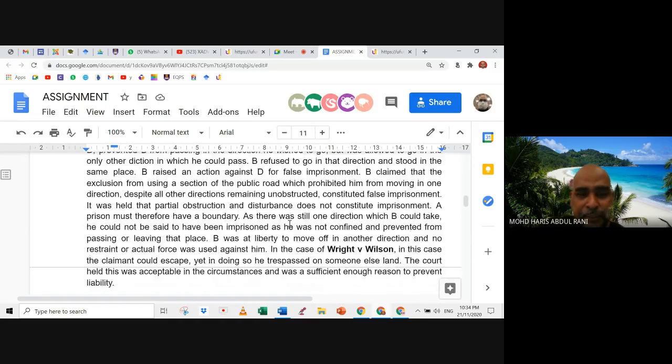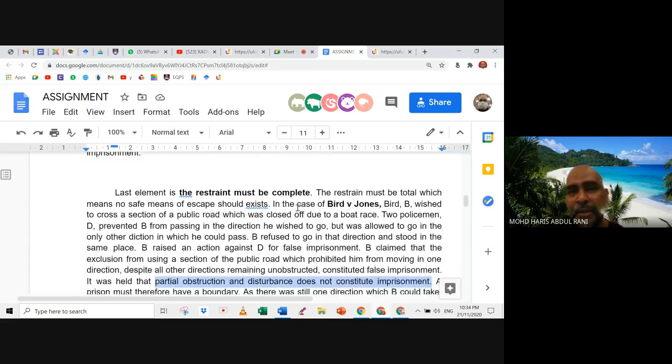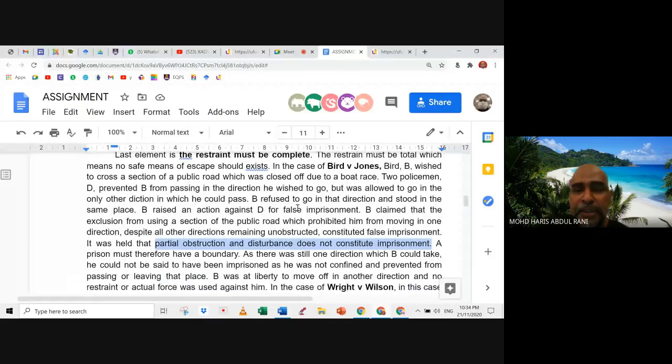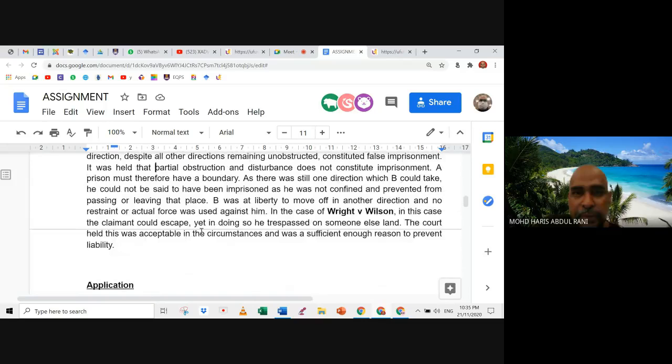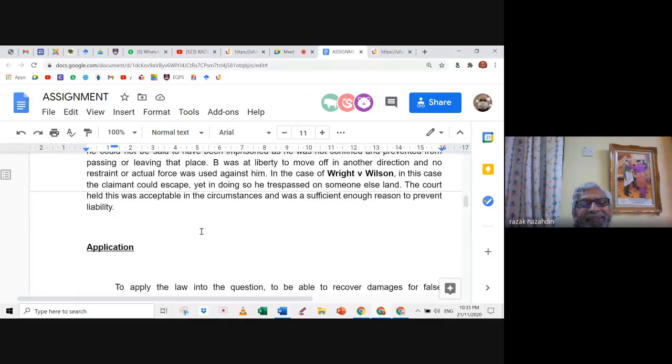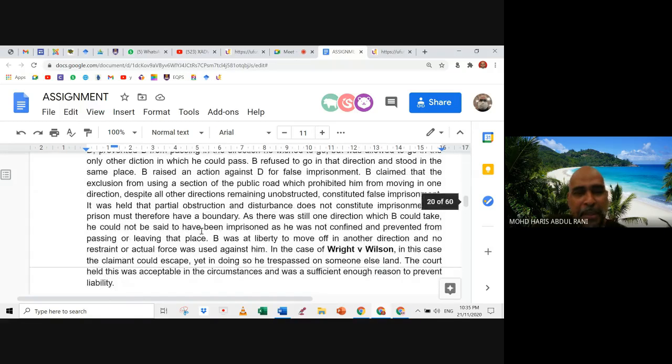Where? It was not complete in Bird. It was not complete. Partial obstruction or disturbance does not constitute false imprisonment where it is considered as complete. That's it. That's all. This is not your word. This is coming from the court in the ratio decidendi. And not Jaya also. Jaya is not your authority. Haris is not your authority. The court's ratio decidendi is your authority. Okay, so yeah, this is how you do it.